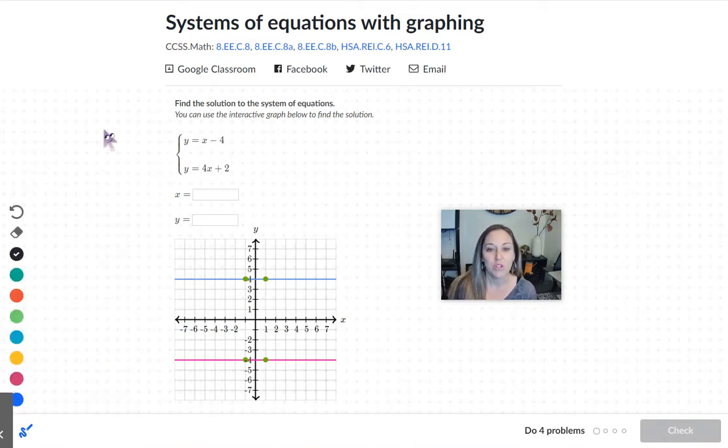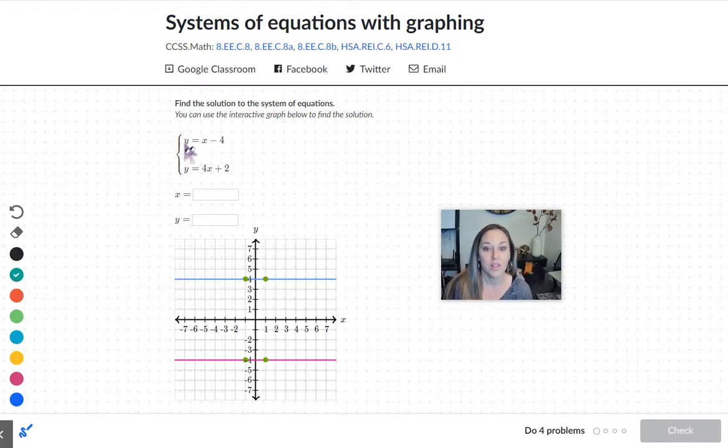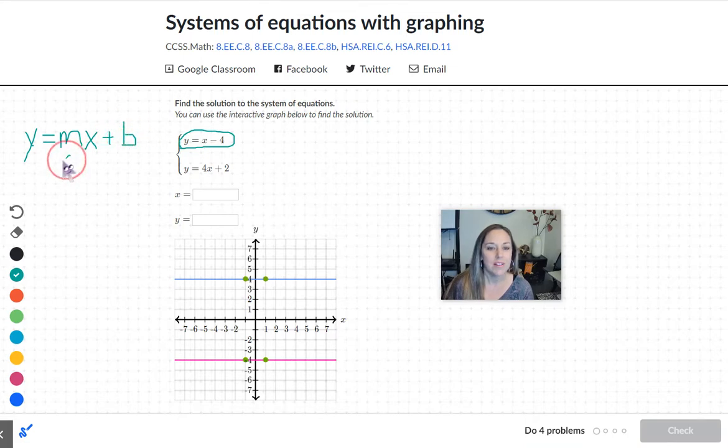So I like to use my little drawing tool to identify the slope and the y-intercept. So let's start with this equation first. Y equals x minus 4. Remember, we always start with that good old formula, y equals mx plus b. And what does the m stand for? And what does the b stand for? Okay, so the m is the slope and the b is the y-intercept.